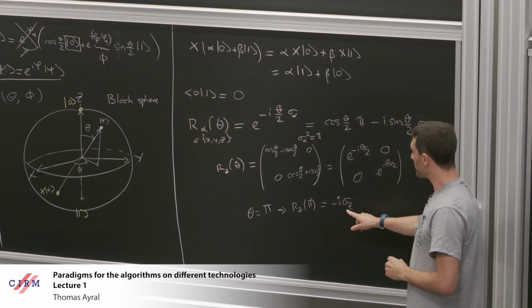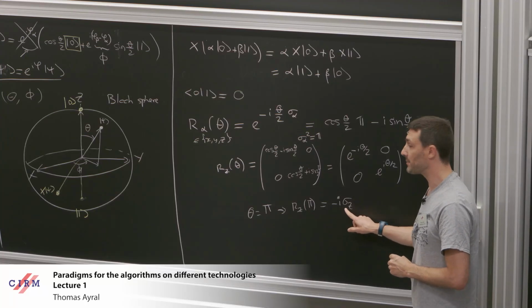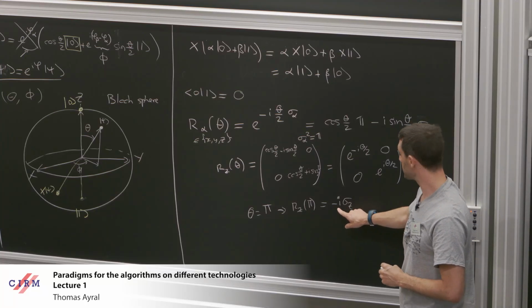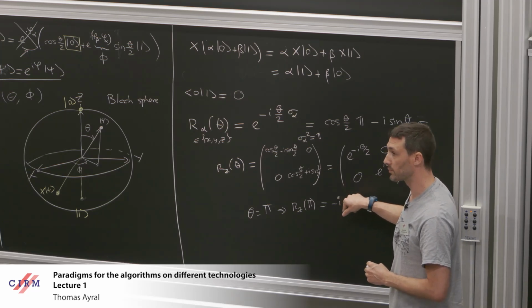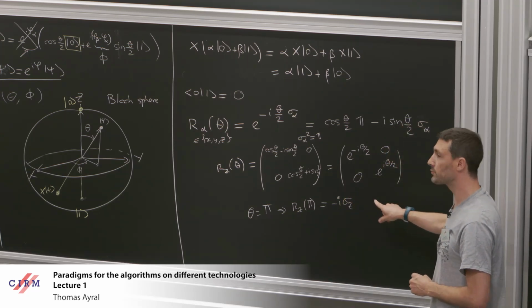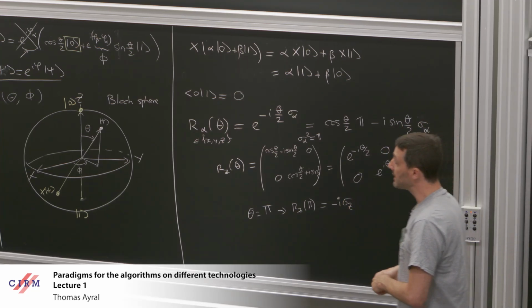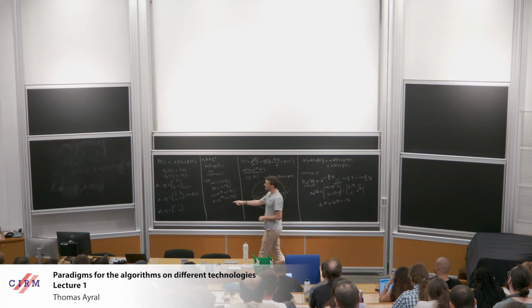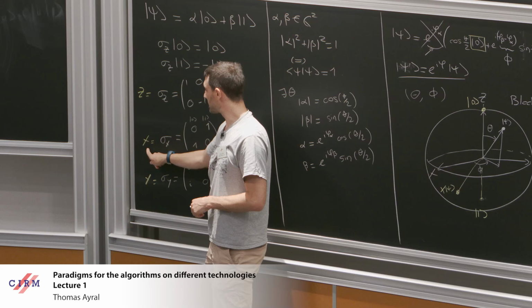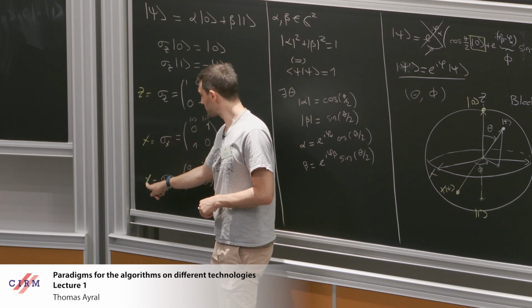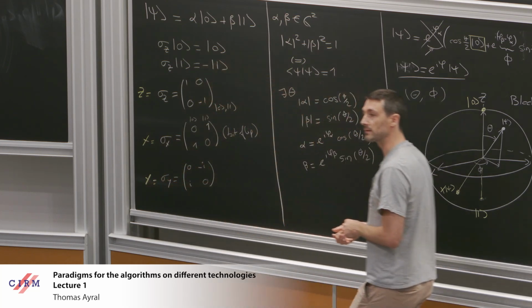And why is minus i sigma Z essentially the same as sigma Z? It's for the global phase issue that I already mentioned. They're equivalent up to a global phase, so the states we will get are the same. So essentially, you can think of Z here as a pi rotation along the Z axis. Same thing for X along the X axis, and for Y along the Y axis.